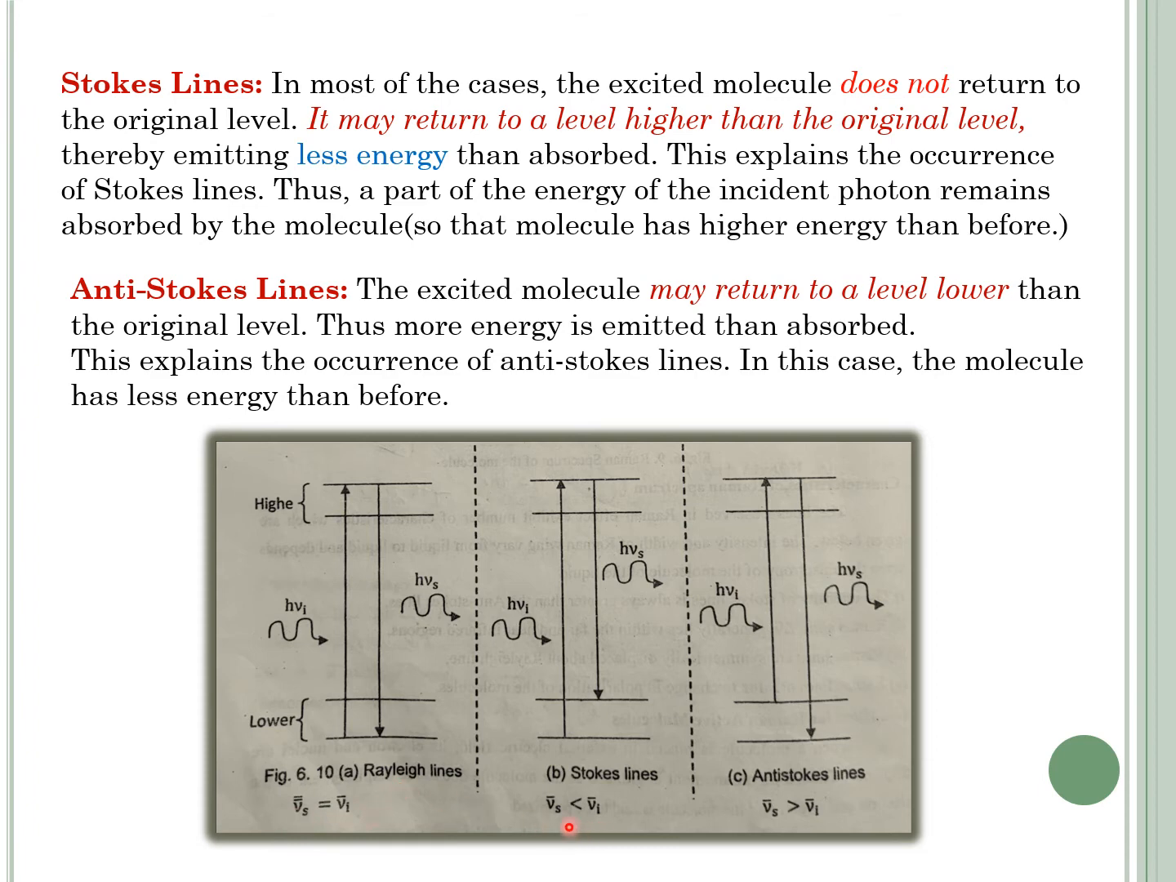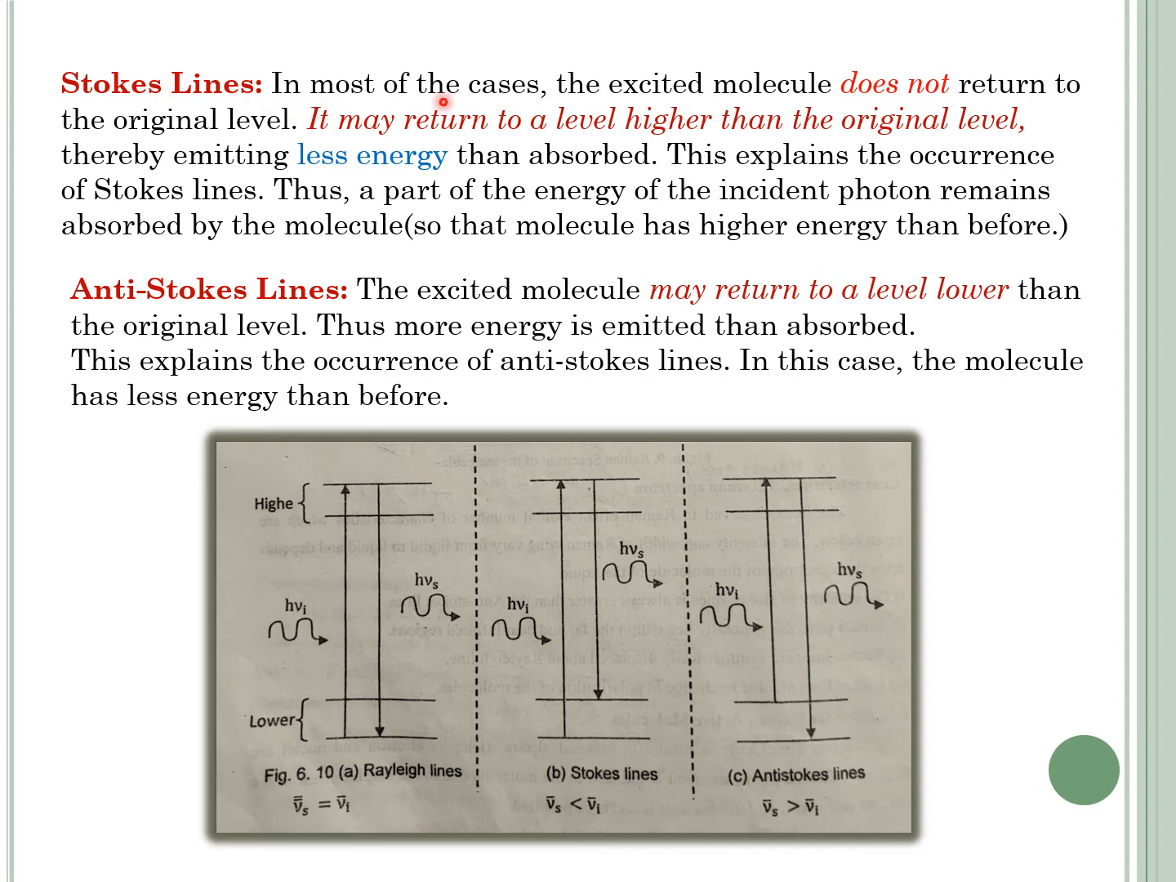In the case of the Stokes line, the frequency of the Stokes line is less as compared to the frequency of the incident light. Whereas in the anti-Stokes line, the frequency is greater as compared to the frequency of the incident light. Here the frequency is expressed in terms of wave number. That is why we are representing it by nu bar S or nu bar I.